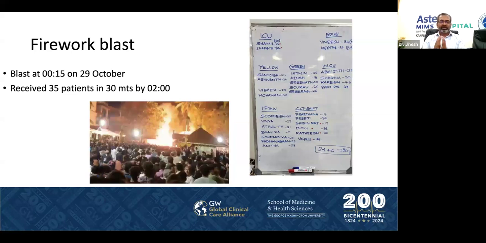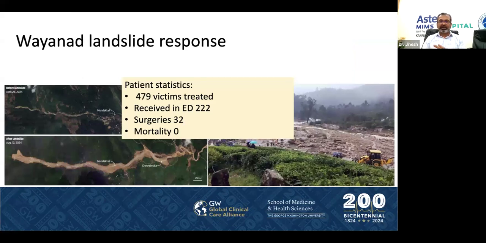Around 479 people were treated in our institution in Wayanad, where the ED alone received around 222 patients. Around 32 patients required surgeries, and none of them succumbed to their injuries. All were saved. Imagine that happened over a span of a few days. Three patients were brought to the Wayanad Medical College, which is under Aster. That is another success story of our disaster management and resilience. The next slide, please.